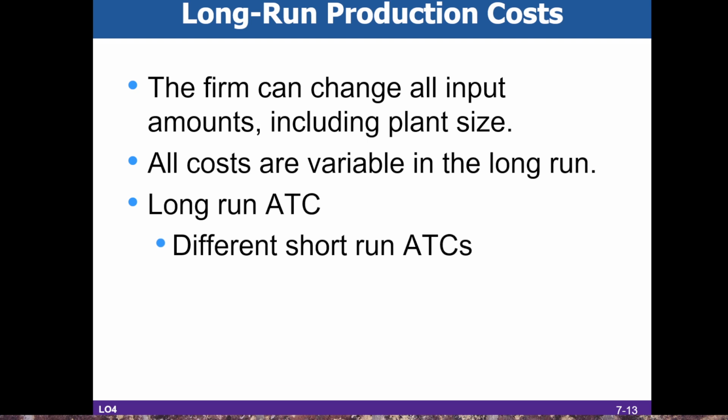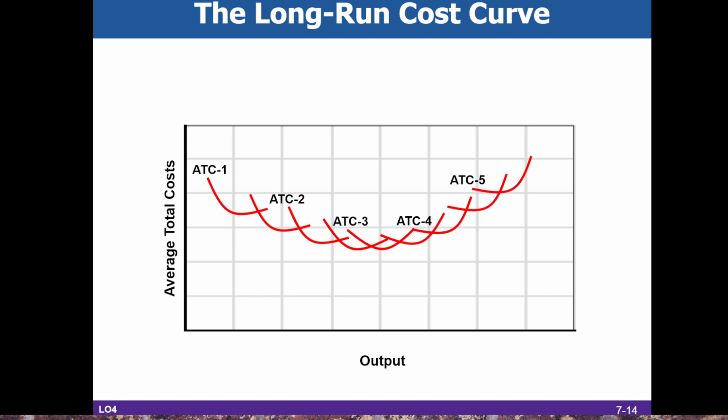Okay, we have a long run average total cost. It's made up of a bunch of short run average total cost curves. So you look at this, then we pick the one that gives us the production that we want. I wouldn't get crazy about this. This is really what you want to know. Have it looking like that, long run ATC.